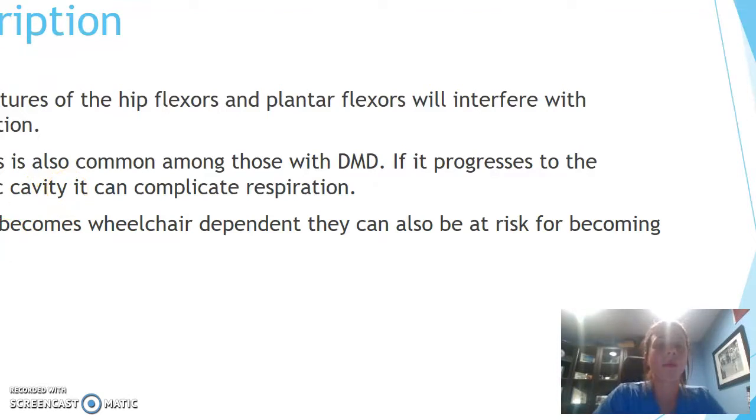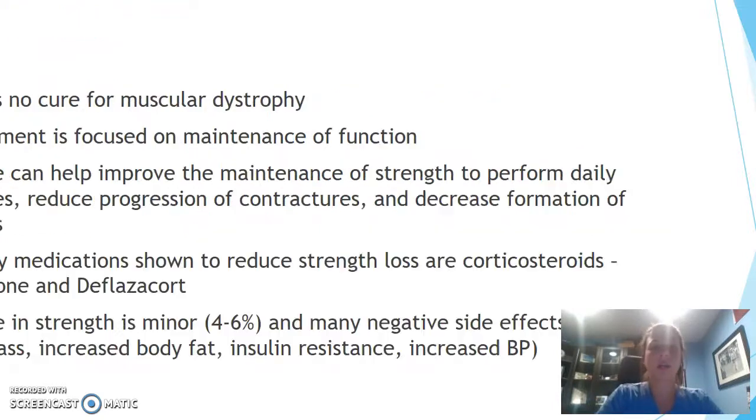Another factor is if a child becomes wheelchair dependent, they can also be at risk for becoming obese. Since the child is bound to a wheelchair, they are no longer expending as much energy as they once were. So if they continue with the same nutrition and diet as they had before, it could lead to slight weight gain. So that's just something else to keep in mind.